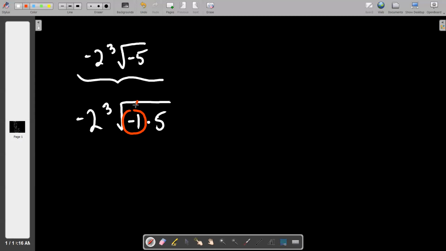And when negative one cube roots out, what does he become? What does the negative one become? He stays a negative one. So the cube root of negative one is negative one.